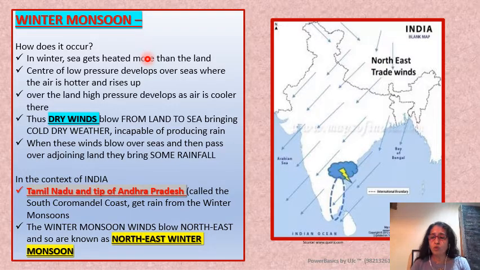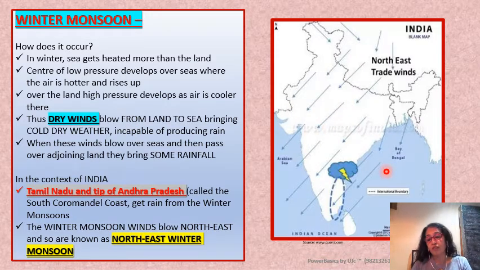What is winter monsoon? This whole part is about the summer monsoon, but I just want to put one slide of the winter monsoon. How does it occur? In winter, the sea gets heated more than the land. Now a center of low pressure develops over the seas, where the air gets hotter and rises up. Over the land, high pressure develops as air is cooler. The rays of the sun are sloping. Thus, winds blow from land to sea.